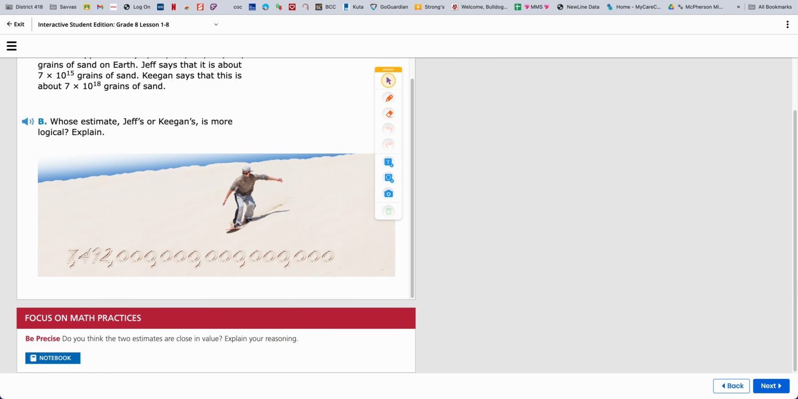There we go. Question down at the bottom. Do you think the two estimates are close in value? I kind of already gave that away too. No, Jeff's estimate is 1,000 times more than Keegan's, and 1,000 is kind of a big difference, right? If you agree to pay me $1,000 to do a job and you're 1,000 times off, that means you're just offering me $1. I'm not gonna be real happy with that. So, yeah, there you go.